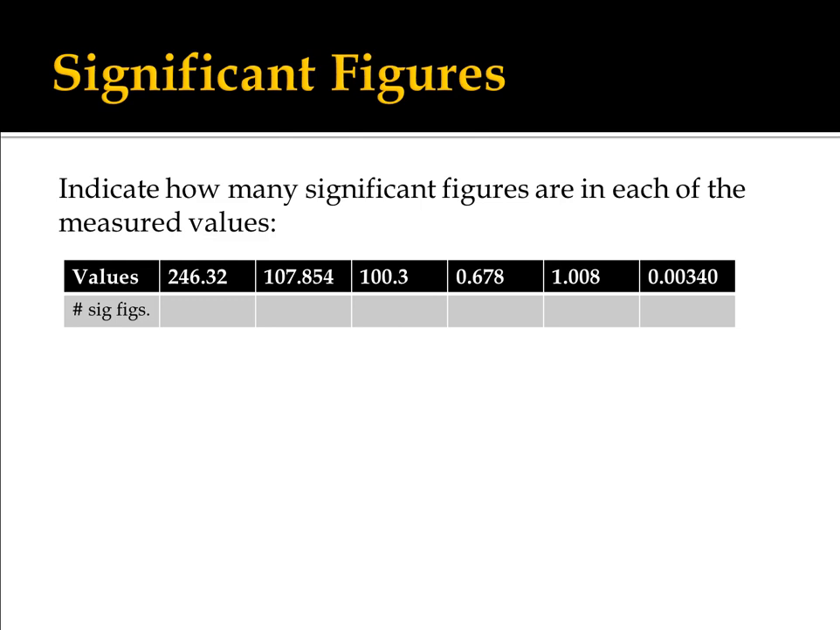For the number 1.008, again, you have zeros that are flanked on either side by a number between 1 and 9. So those zeros would be considered significant. So there's 4 significant figures there. And in that last value in the column, 0.00340, there are only 3 significant figures, the 340. All the other zeros there are merely placeholders.